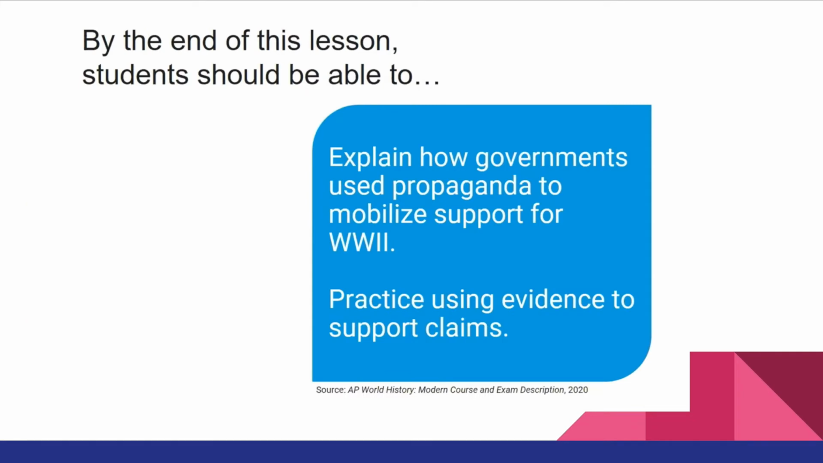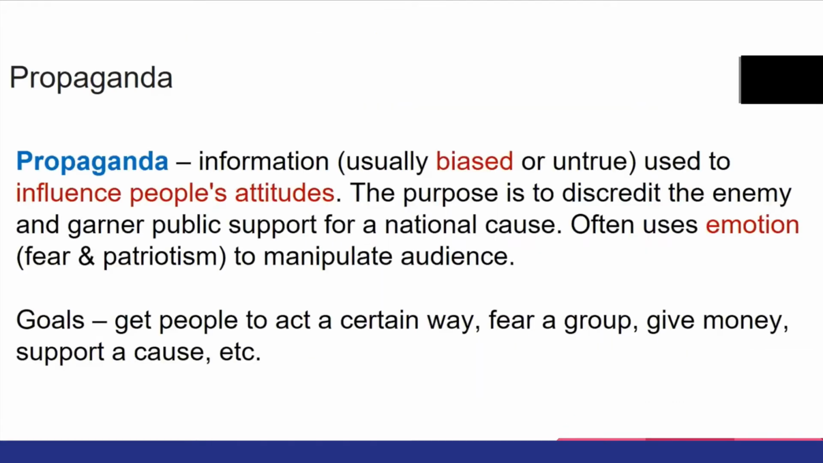Section 2, we're going to explain how governments use propaganda specifically to mobilize support for World War II. We're also going to practice using evidence to support a claim. So we would have to identify the claim and then support it with evidence. Okay, first we need to identify and define what propaganda is. The definition of propaganda can be seen as information, usually biased or untrue, used to influence people's attitudes. The purpose is to discredit the enemy and garner public support for a national cause. Often uses emotion, fear, patriotism to manipulate the audience.